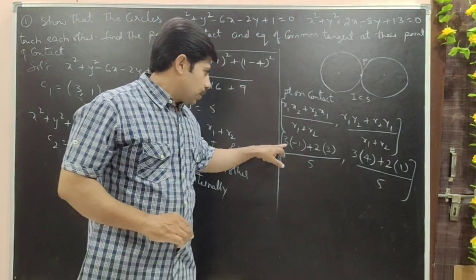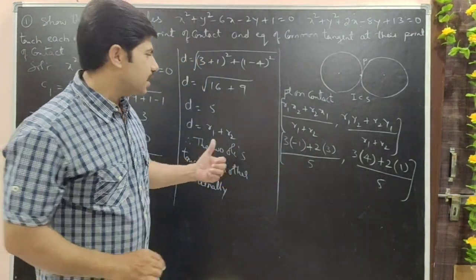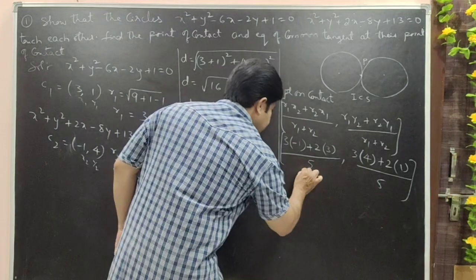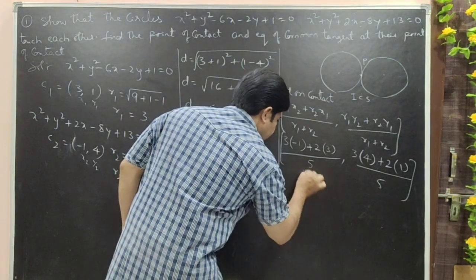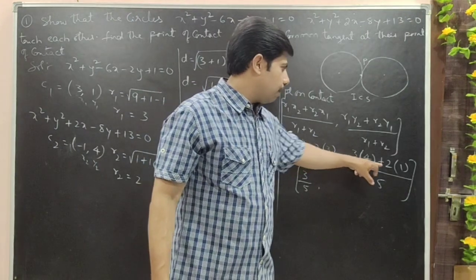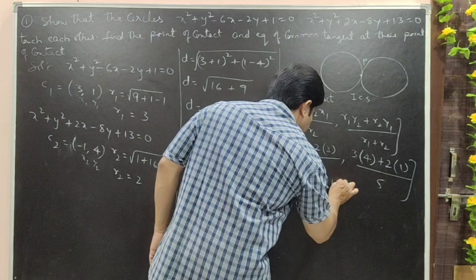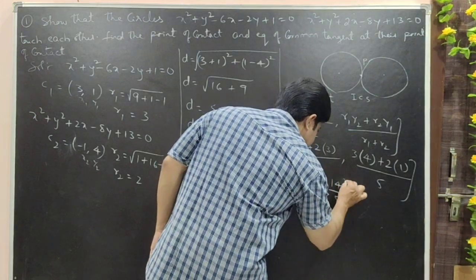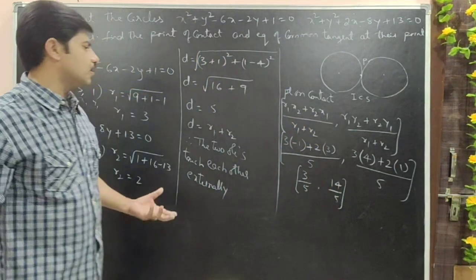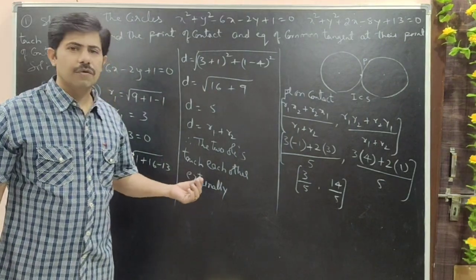So minus 3 plus 6. Minus 3 plus 6 is nothing but 3 by 5, comma. Then 3 4s are 12 plus 2. 12 plus 2 is 14 by 5. So we get 14 by 5. So now we got the point of contact. So what is the point of contact we got? It is 3 by 5 comma 14 by 5.